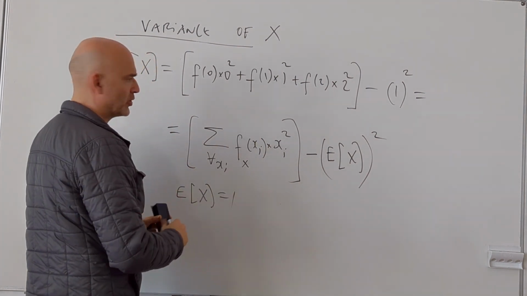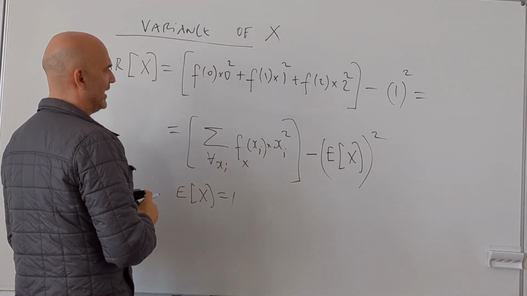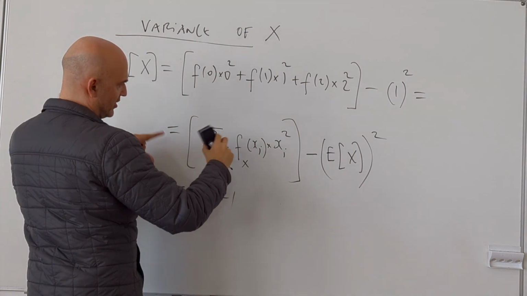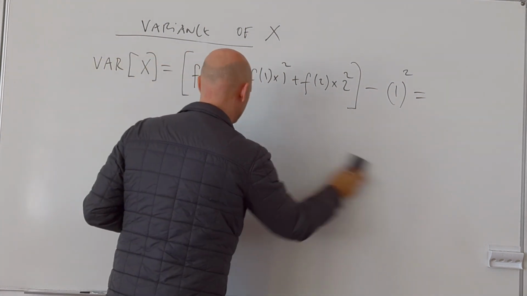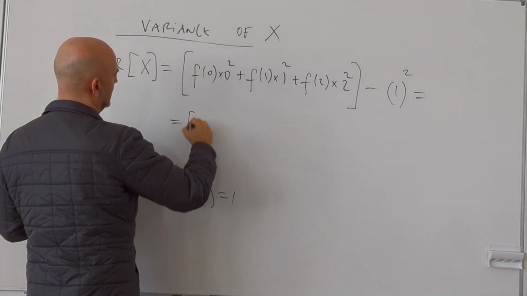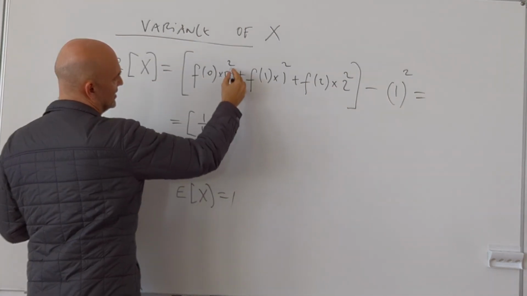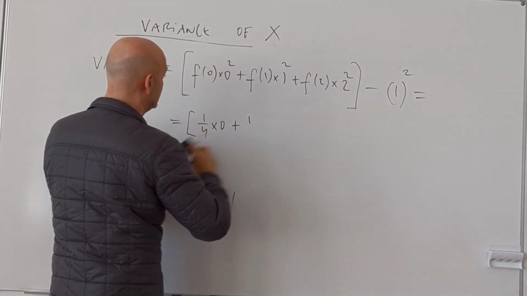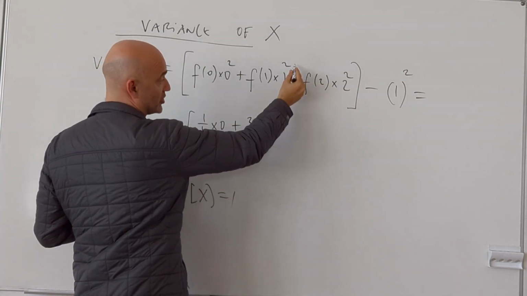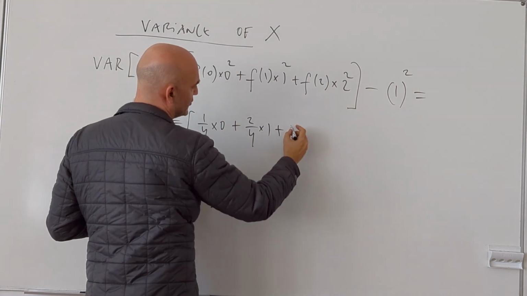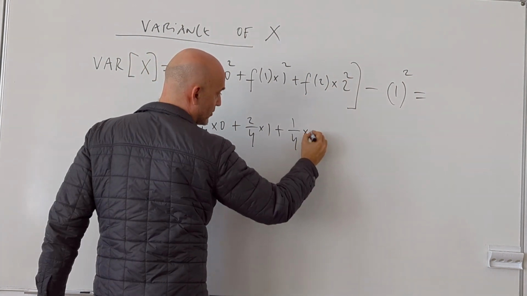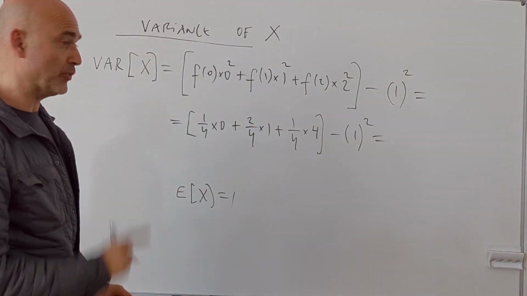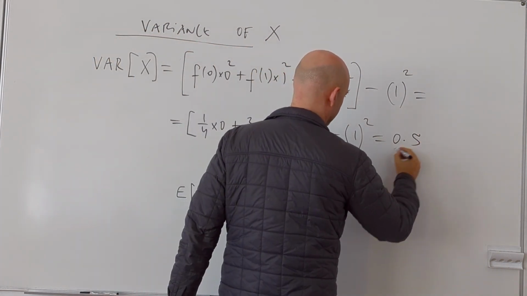But let me do one step. I will clean here the expression that we are using here to calculate the variance. So let me clean the theoretical expression. And now I will finish the calculation. So the probability of 0 is 1 divided by 4, then 0 squared is 0. Plus probability of 1 is 2 divided by 4, 1 squared is 1. Now probability of 2 is 1 divided by 4, but now 2 squared is equal to 4. So now it's only to finish the calculations, and we will get 0.5.